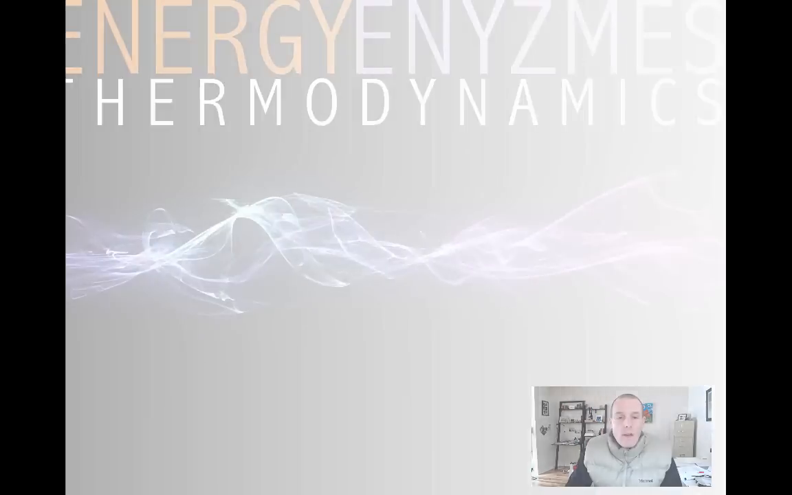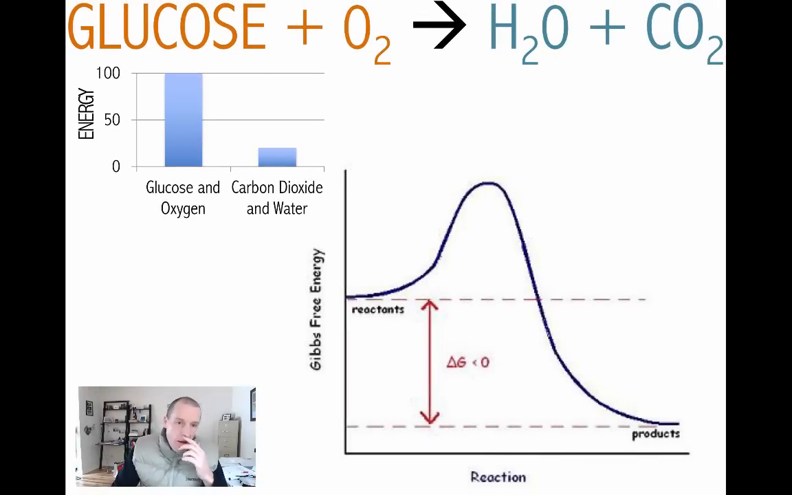Okay, so let's go back to our equation that describes cellular respiration. Glucose in the presence of oxygen is converted by cellular respiration to water and carbon dioxide. And I've put in the top left-hand corner the graph that shows us how we start off with a large amount of energy in glucose and oxygen, and we end up with a smaller amount of energy in carbon dioxide and water. And the energy that's come out of these sets of reactions is harnessed by your cells and used to synthesize the molecule ATP, which is the energy currency in the cell.